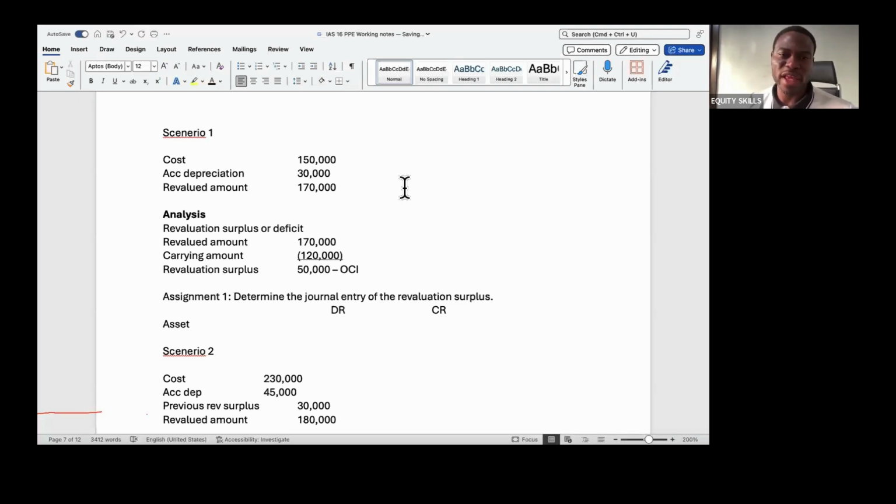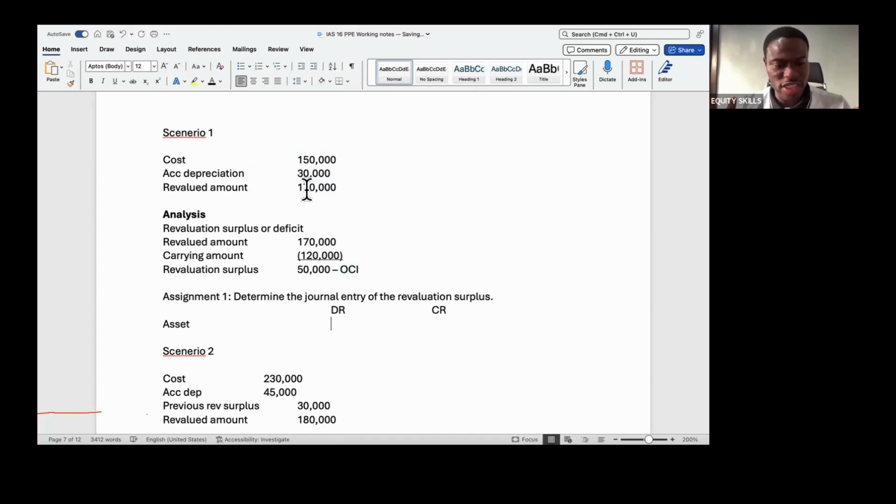That would be wrong. If you debit your asset with 50, remember, I told you that what is in your asset account is the cost. That's what is in the asset account. So you want your asset to move up from 150 to 170. So there is no possible way where you can debit it with the entire surplus. That will be wrong. So first, for the asset to move on from 150, which is the cost, to 170, which is the new value.